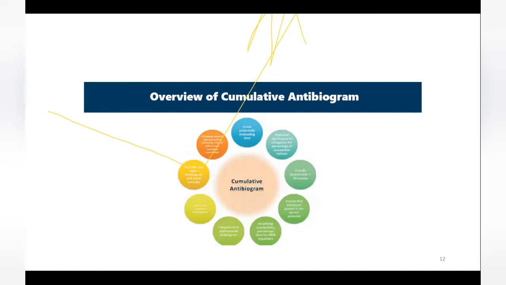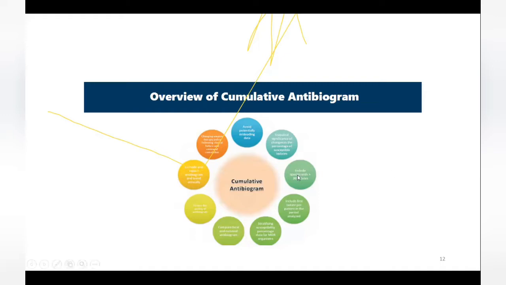Now let's see the overview of a cumulative antibiogram. In a cumulative antibiogram, we get a statistical significance of changes in the percentage of susceptible isolates. When we prepare a cumulative antibiogram, we can get the percentage of the susceptible isolates, so that we can accordingly make the interventions in our antimicrobial stewardship program.